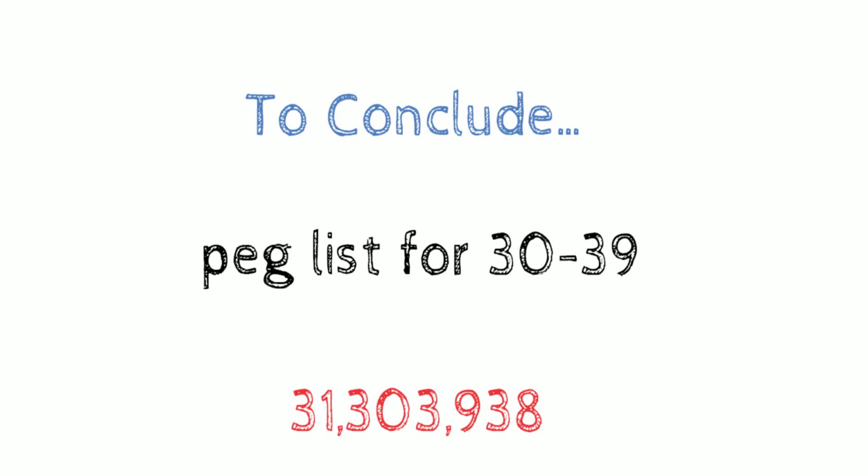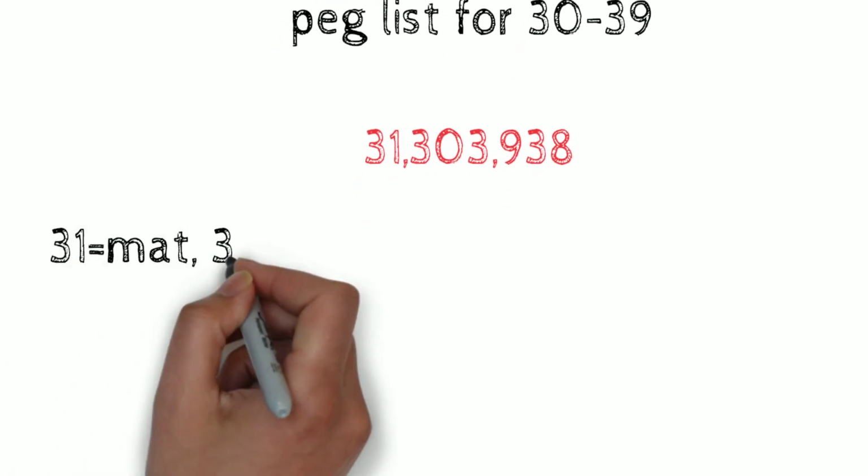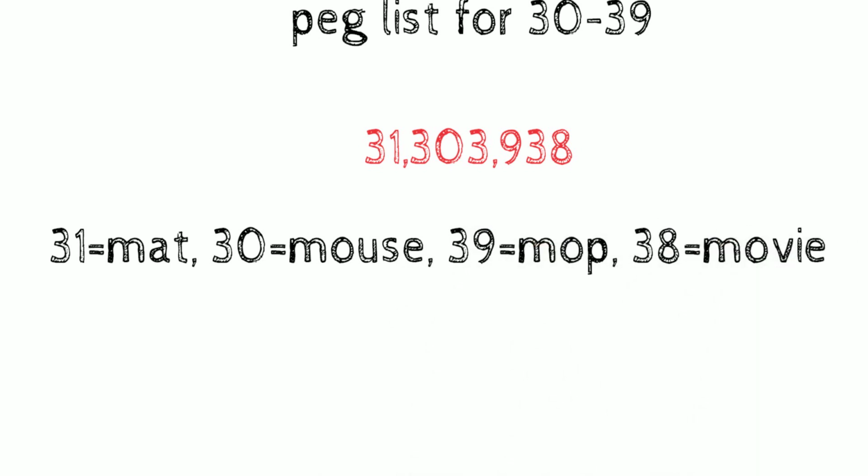But we'll use the peg method to easily and vividly remember this number. So let's break it down in twos, like this. We'll take the first 2 digits, 31, and we'll use the word mat to represent it. We'll go to the next 2 digits, 30, and we'll use the word mouse to represent number 30. Moving to the next 2 digits, 39, we'll use the word mop to represent it. And finally, we'll go to the last 2 digits, 38, and we'll use the word movie to remember it.